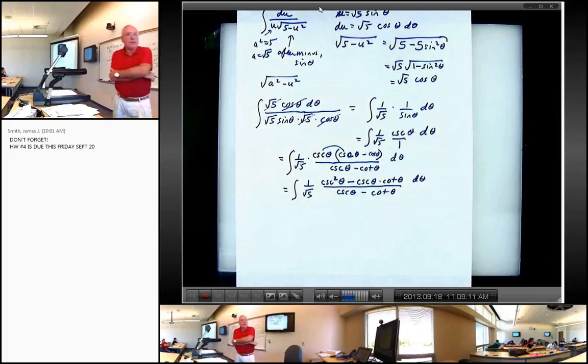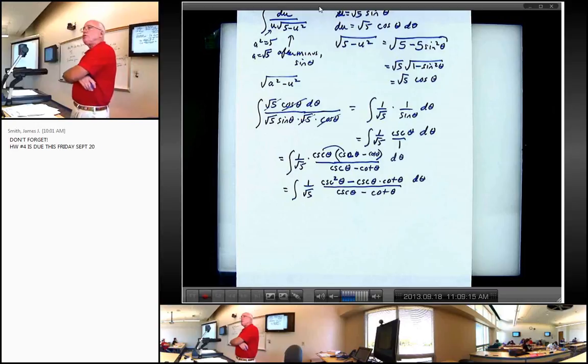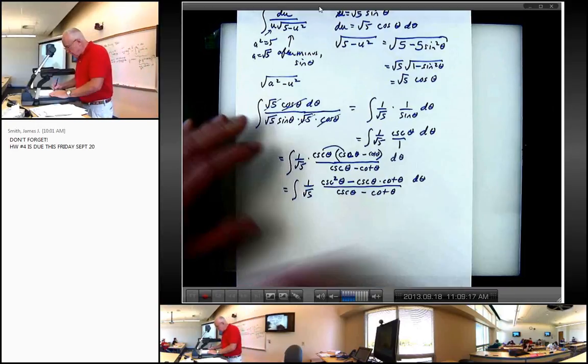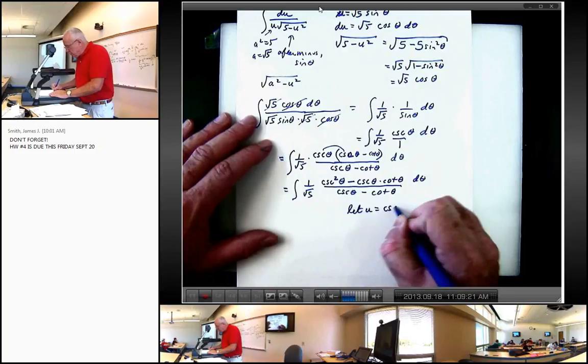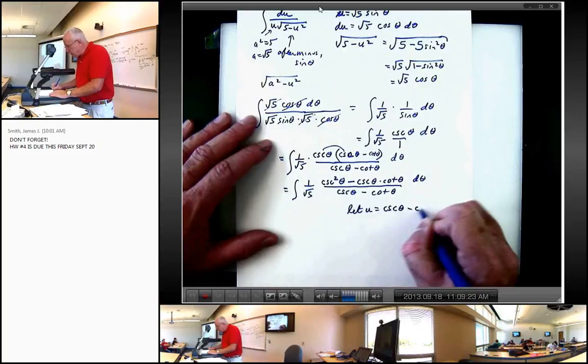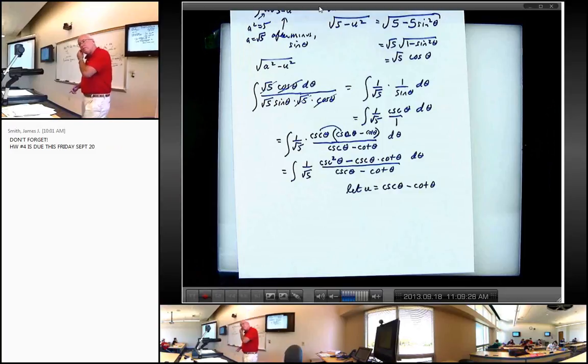So this works out very nicely here. We can do a u substitution here, and it'll work out. Let u equal our denominator. Let u equal the cosecant of theta minus the cotangent of theta. And let's get the du, the derivative.